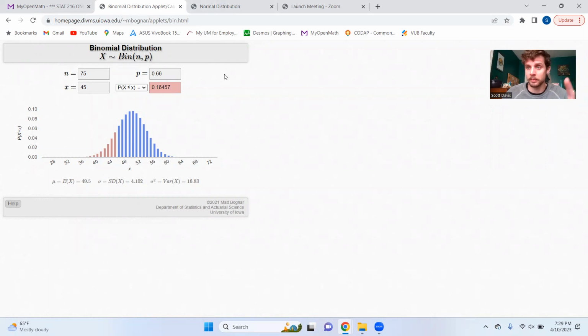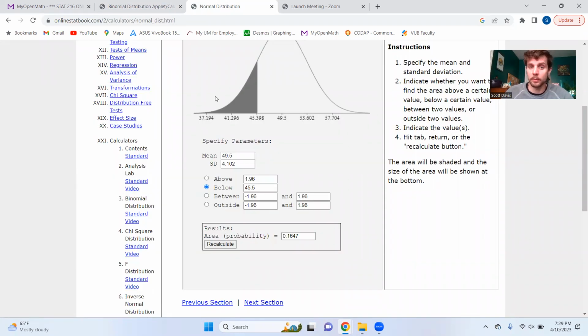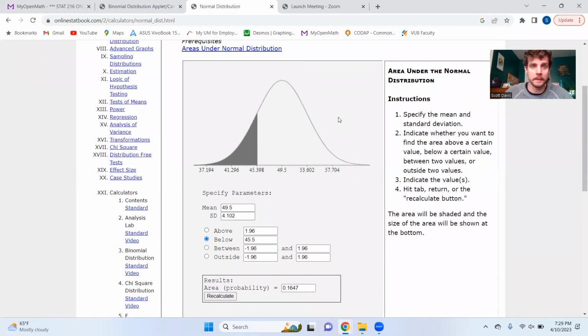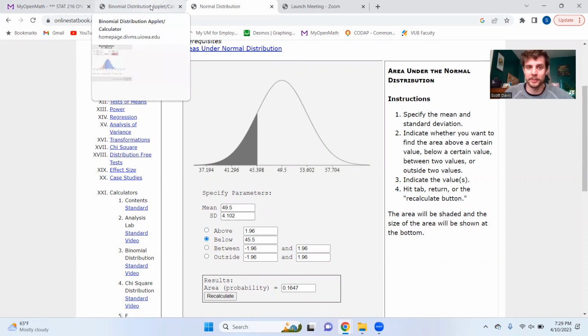The larger our sample size is, most of the time, the more accurate our results will be. So hopefully, we believe that the normal distribution will approximate binomial distributions.